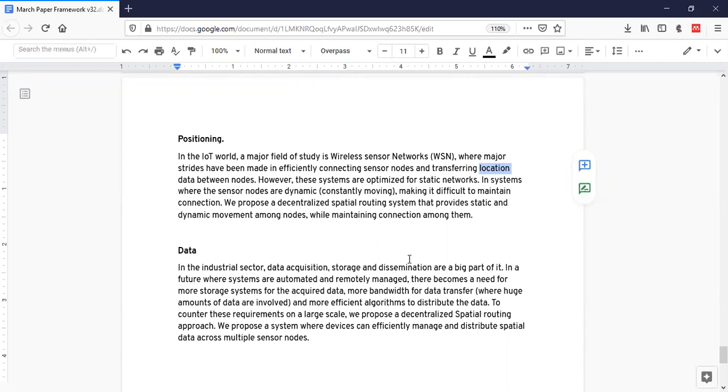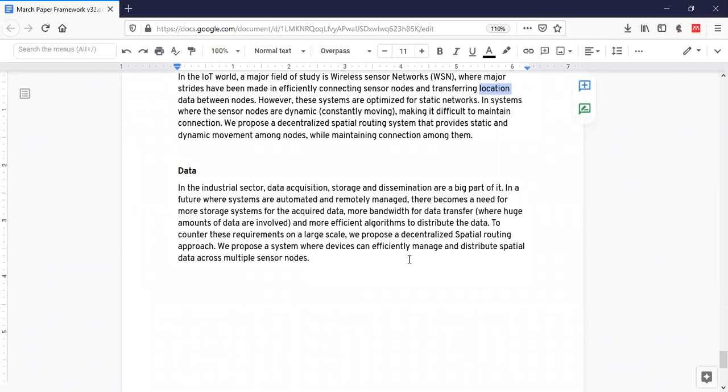So the idea is we propose a decentralized spatial routing system that provides both static and dynamic movement among the nodes. It provides the option while maintaining connection without losing a lot of information during movement.